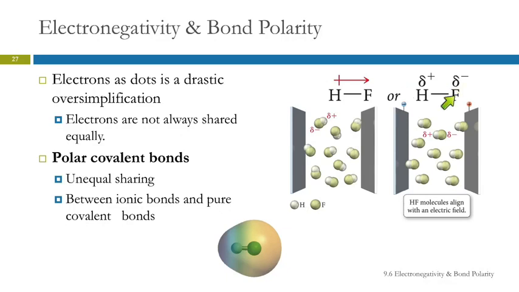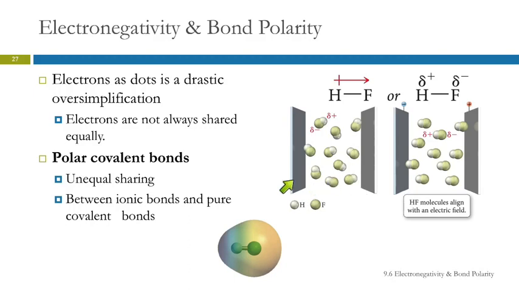So this lowercase Greek delta means a partial negative charge, and this is a partial positive charge. So you could say, well, this is maybe a 0.1 negative. It's not 1 minus, it's 0.1 minus. And this would be then 0.1 plus. It's just a little bit.